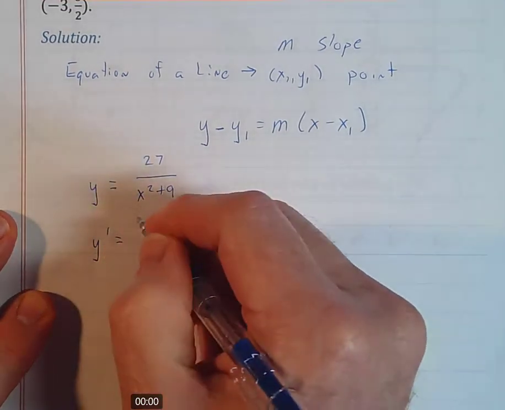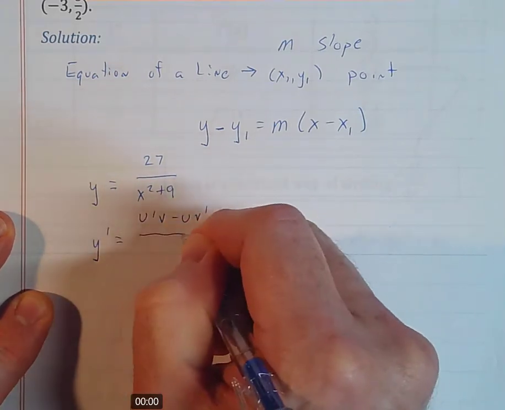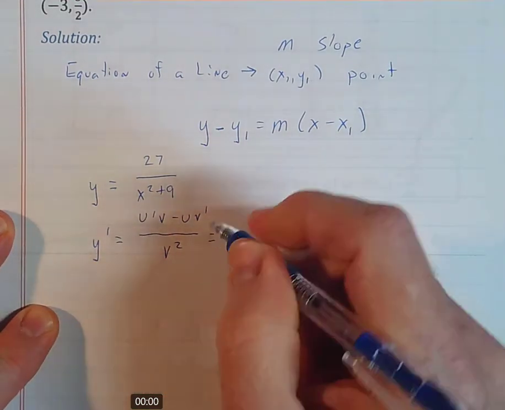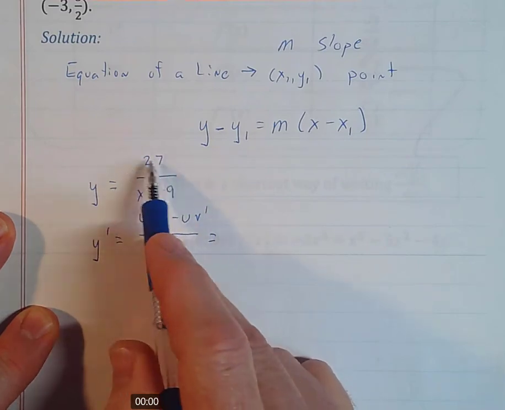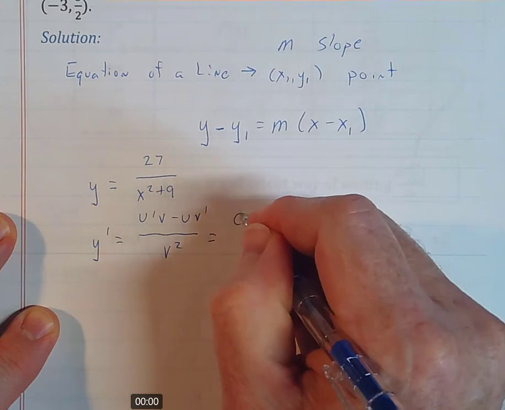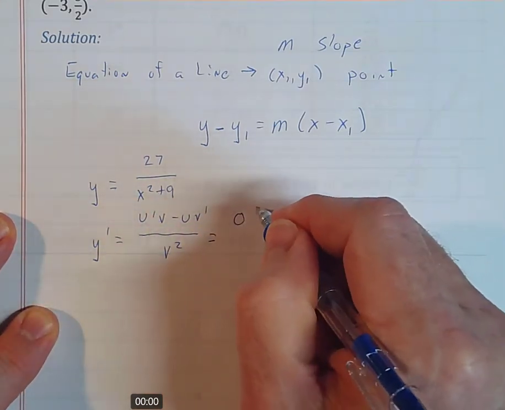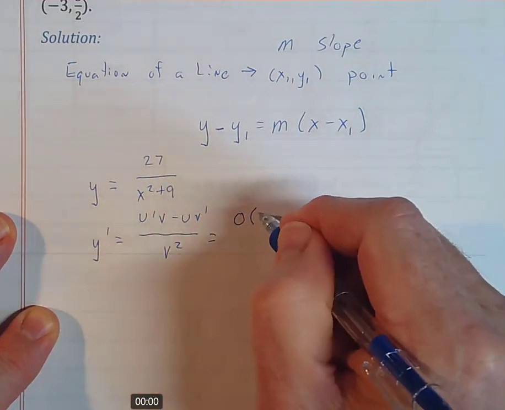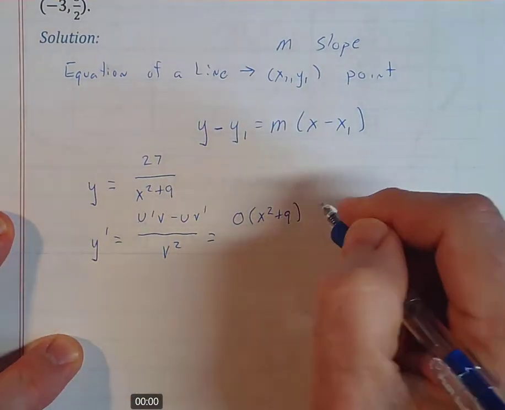I see this is a quotient, so I know I'm going to use u prime v minus uv prime over v squared. The derivative of u, that would be the derivative of the top. Well, hey, we've just got 27 up here. The derivative of that is just 0. And it doesn't matter what I multiply by that, because that's just going to be 0. But just to stick with the formula, u prime was 0, v is x squared plus 9. I'm writing it, but I really know that's just going to cancel out.